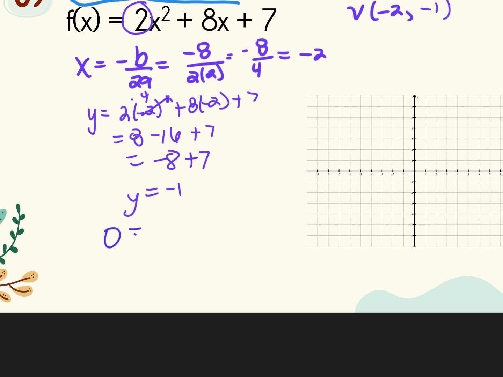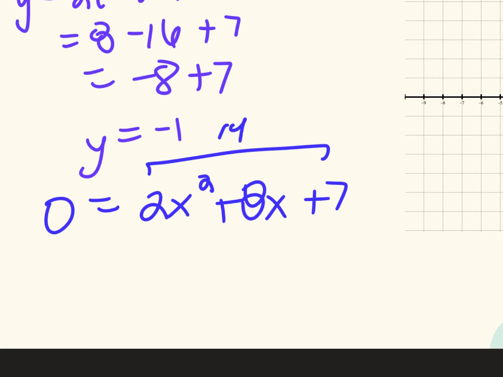So 0 equals 2x squared plus 8x plus 7. Now, hopefully this factors. So 2 times 7 is 14. Are there factors of 14 that multiply to give me 14 and add to give me 8? 1 and 14, 2 and 7. Ugh, they don't. So what does that mean, guys?